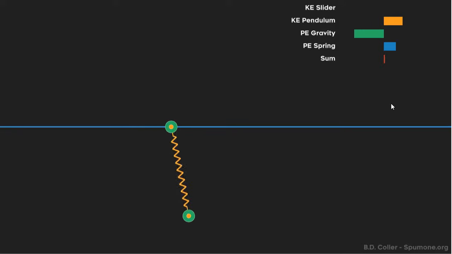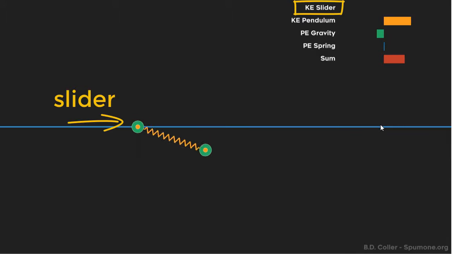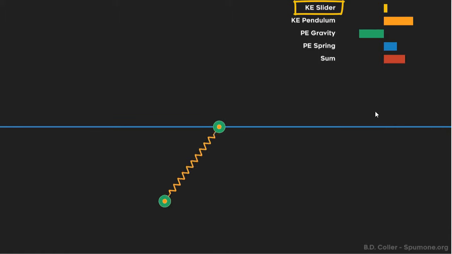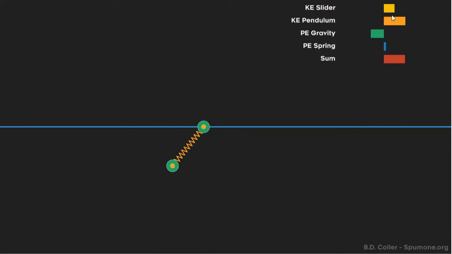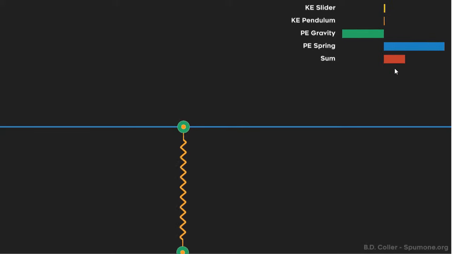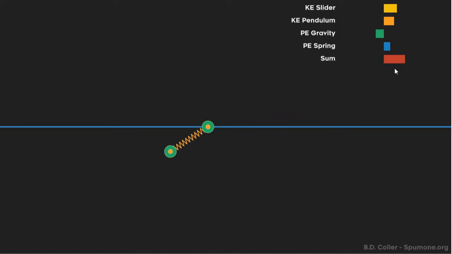Well, you see the kinetic energy of the slider sitting here. Why don't we just for fun put that in as well. So 1, 2, 3, here we go. I've got it in there. So I've got kinetic energy of both pieces in there now. And look at the sum now. Whoa, now it's constant.